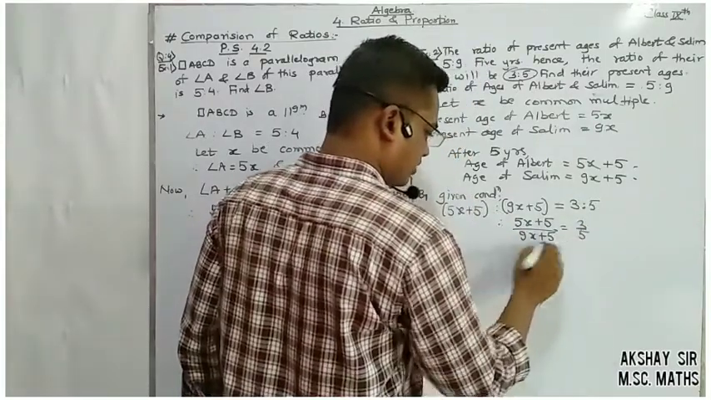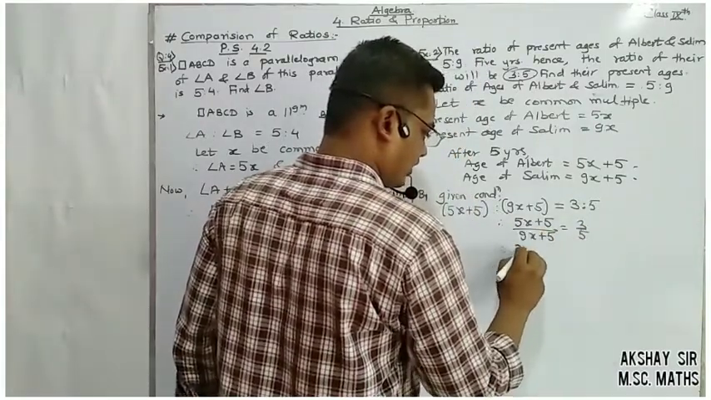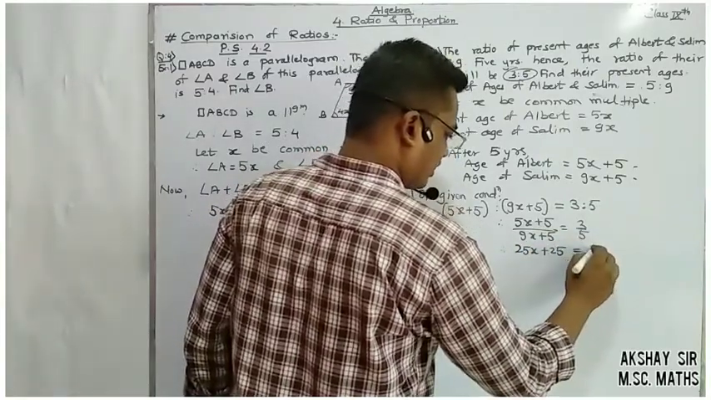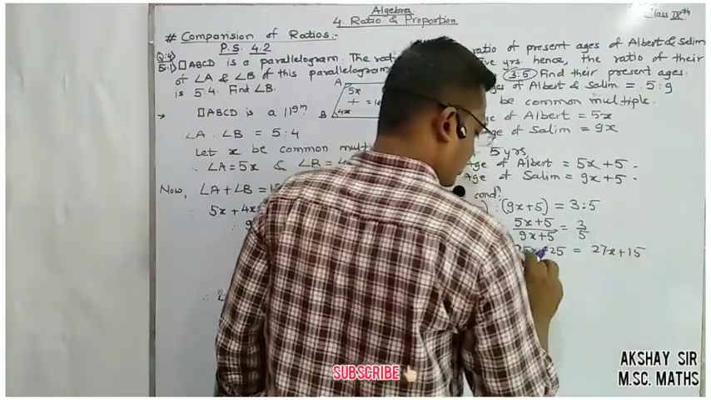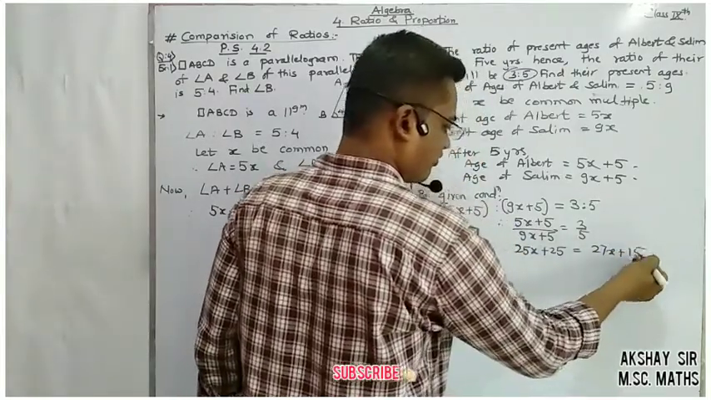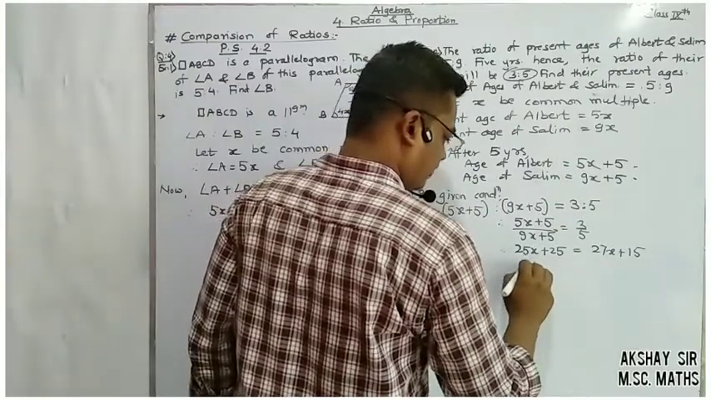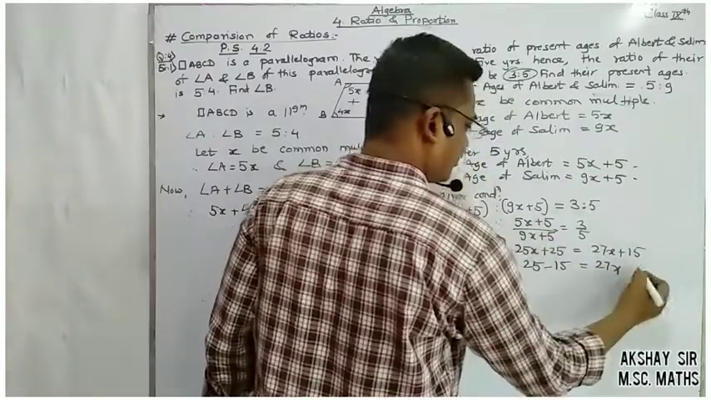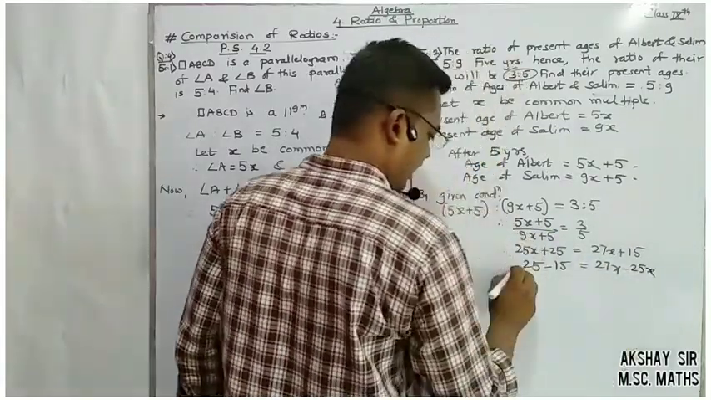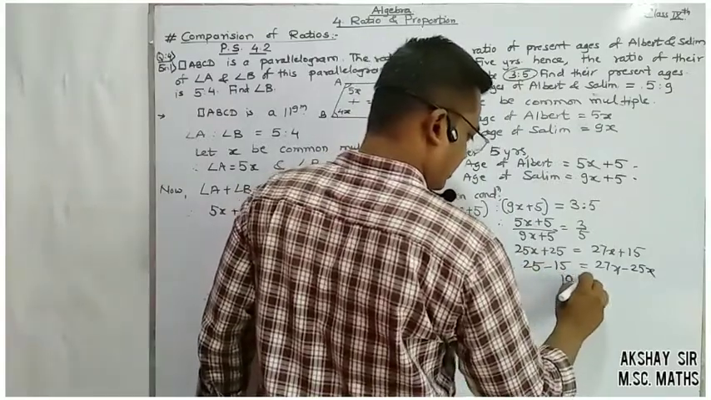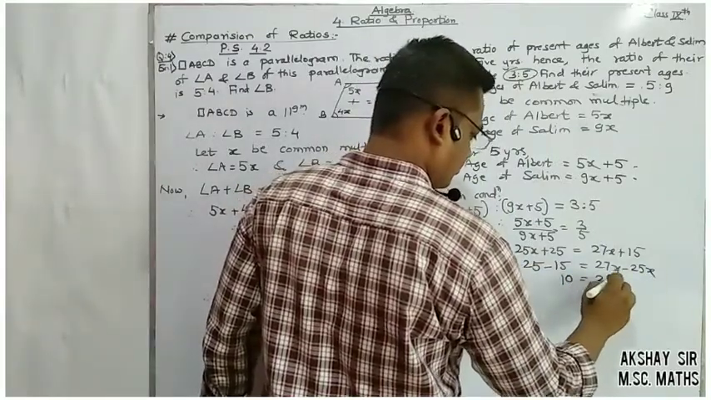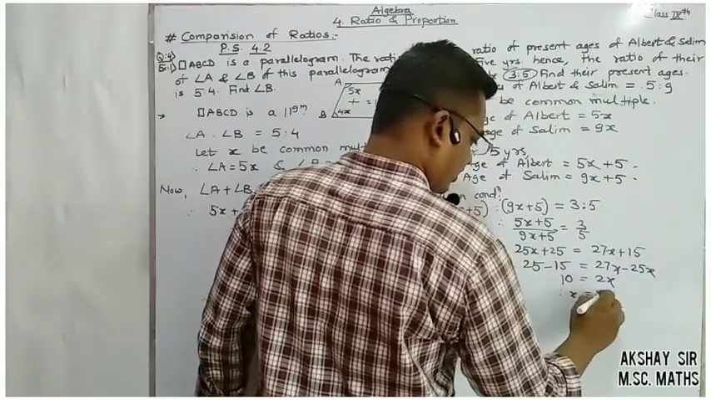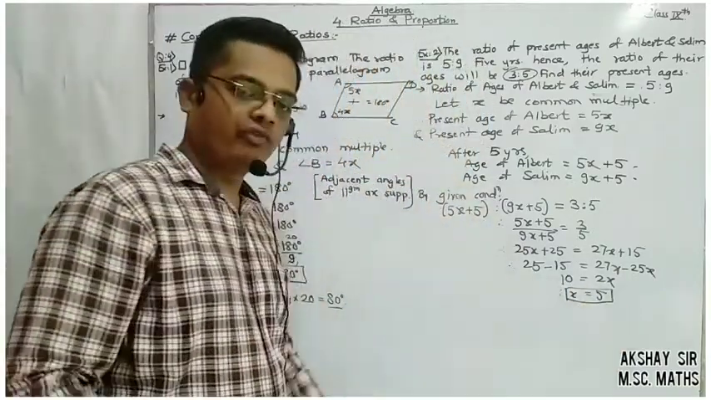Let us do cross multiplication. We will get 5 into 5, 25x plus 25 equals 3 into 9, 27x plus 15. So 25x we send to the right side and 15 to the left side. It will become 25 minus 15 equals 27x minus 25x. So 25 minus 15 is 10 and 27 minus 25 is 2x. Therefore x will be 10 upon 2. That means the value of x will be 5. Okay. Now we got the value of x as 5.